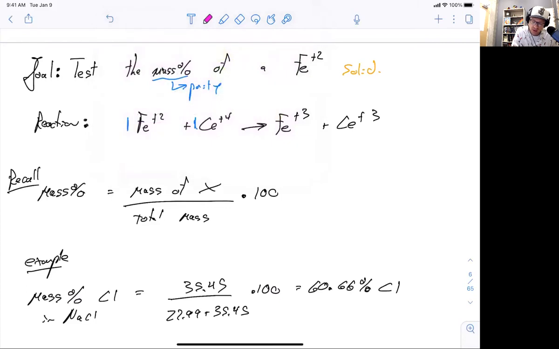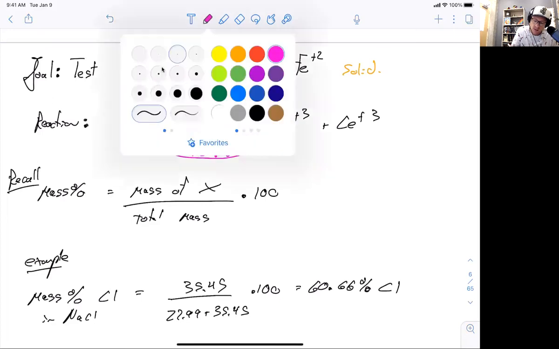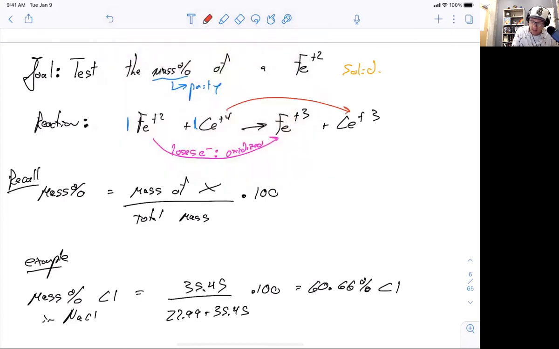During the course of this reaction, the iron 2 loses an electron. And recall from Chem 1A that when a chemical loses an electron, it has been oxidized. And then cerium gains that electron. It rips that electron away. It's more stable for the cerium 4 to have one extra electron. It's more stable for the iron to give up that electron. And so the cerium gains one electron. That means it's reduced.